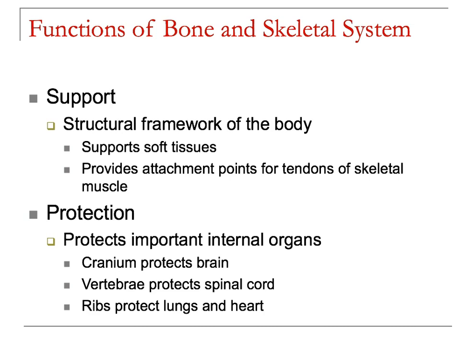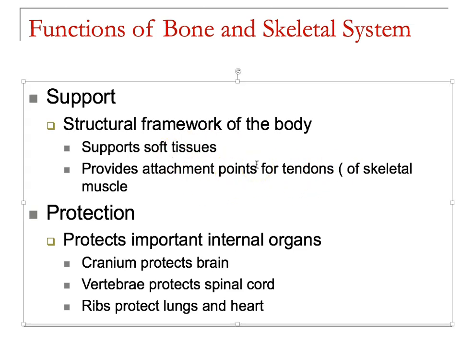Let's take a look a little bit more at what support is. Support is that structural framework of the body. It supports the soft tissues, both inside and out, and provides attachment points for tendons of skeletal muscle. I should also put inside here ligaments. When we're speaking about protection, protection is pretty straightforward. It's protection of internal organs, but it's also protection of the developing red blood cells or formed elements inside of bone. Cranium obviously protects the brain, vertebrae protect the spinal cord, ribs protect your lungs and your heart. Everything else is pretty much deep to skin and vulnerable.